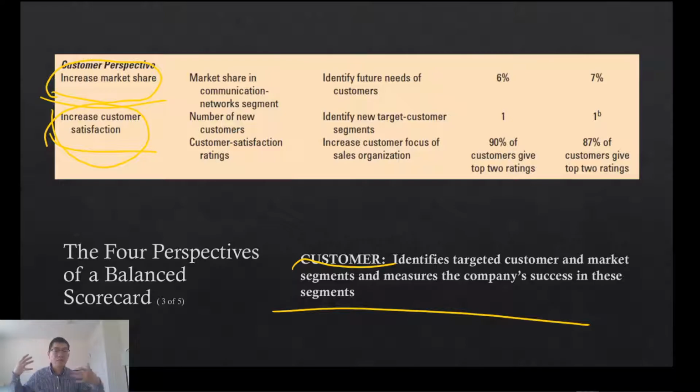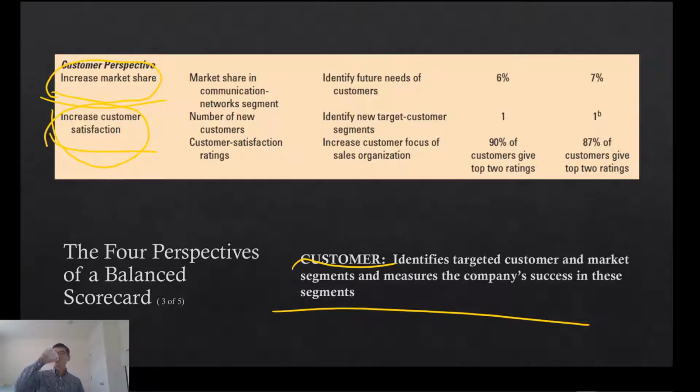And increase customer satisfaction. Now we have 90% of our market share, but after I fought so hard to gain that 90%, I don't want to upset my customers by offering cheap quality products and make them angry and then have them turn back on us. So we want to increase our customer satisfaction. I want them to be happy with using our products or our services.